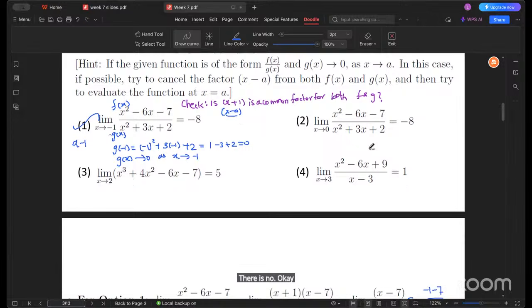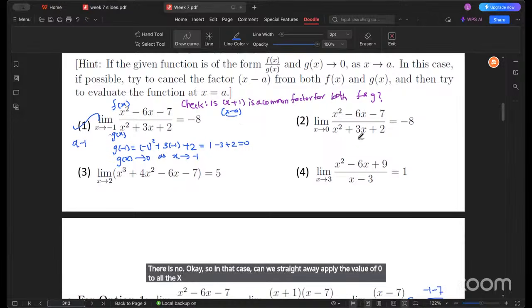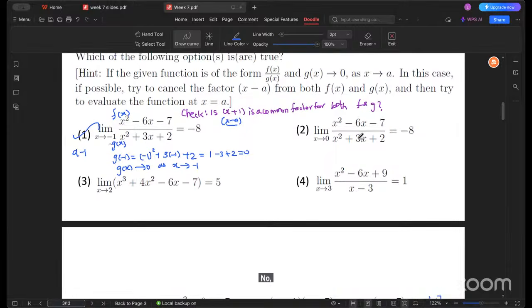Okay. So in that case, can we straight away apply the value of 0 to all the x's here? That is 2. If you apply it to the numerator and denominator, it's minus 7 by 2. So is this option correct? No. Here you get minus 7 by 2 and that's not minus 8. So this is incorrect.